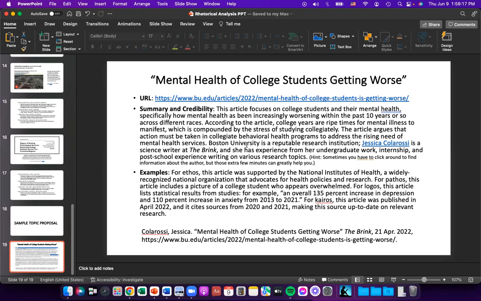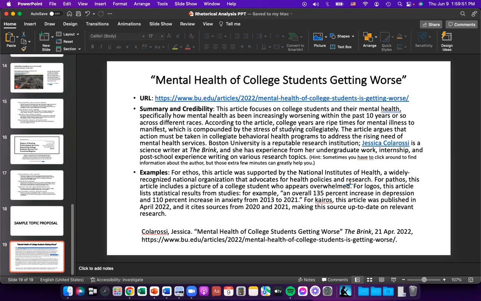I give you 1 to 2 sentences here about the credibility. I'm saying Boston University is reputable research. The author is credible, and the blog, the publication, is credible. I give you an example of each. The article was supported by the National Institutes of Health. So you have this organization supporting the author, adding to its authority.